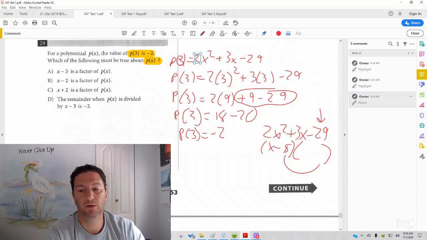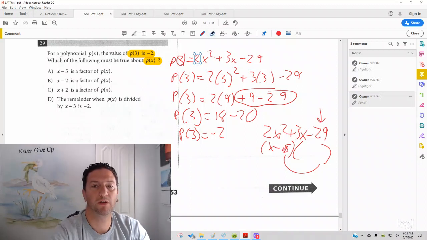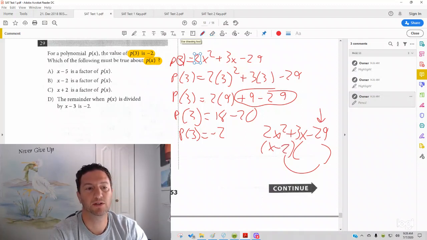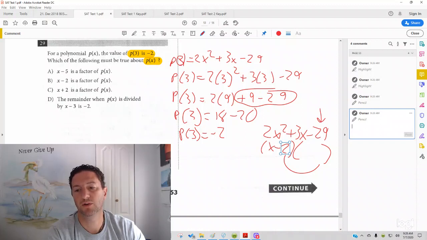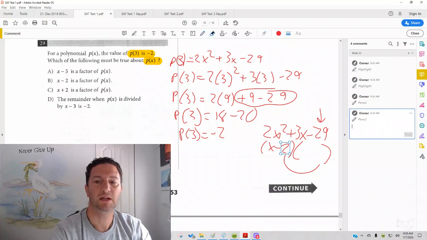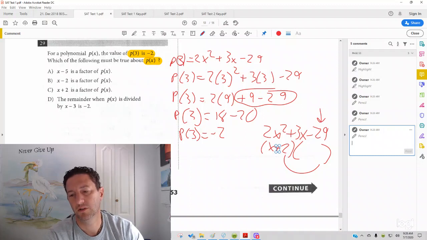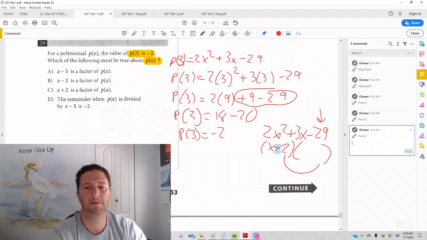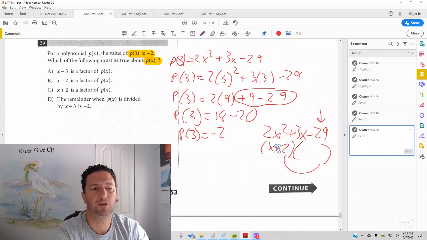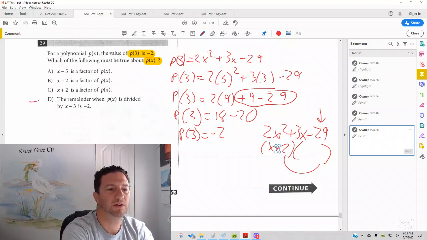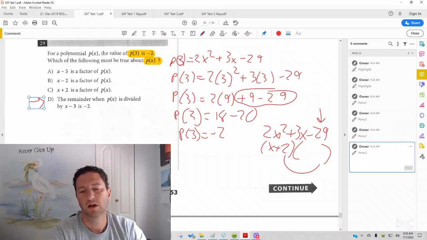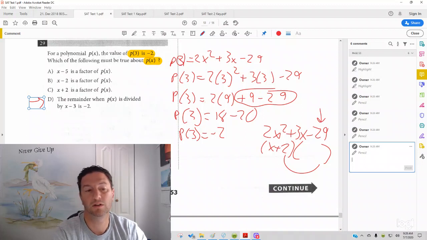Another answer choice here is x minus 2. Is x minus 2 a factor here? Again, negative 2 times nothing will give you negative 29. Is x plus 2 a factor here? So if I put x plus 2, 2 times nothing is going to give you negative 29. Now look at answer choice D, it's talking about factors and remainders. Another way you could set this up is like long division of polynomials or even synthetic division.